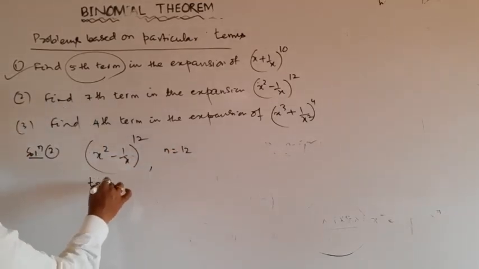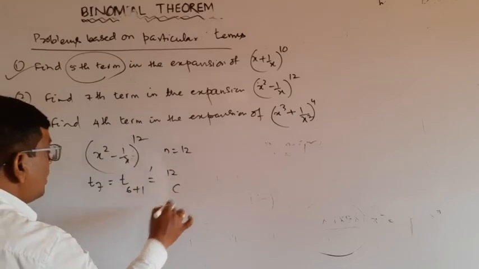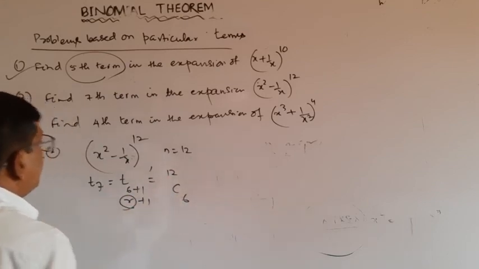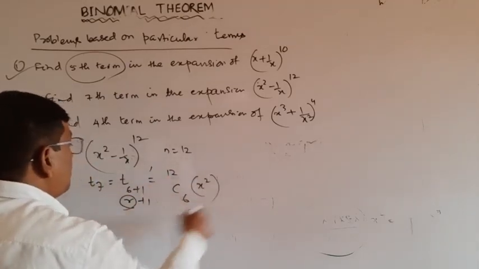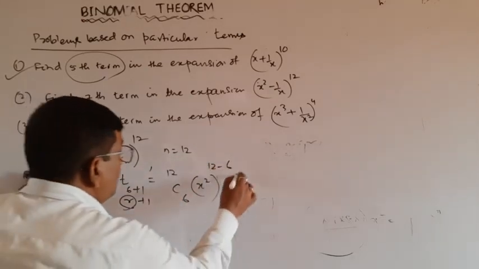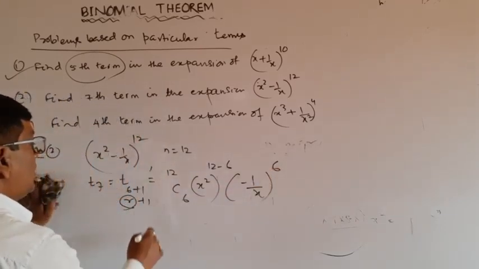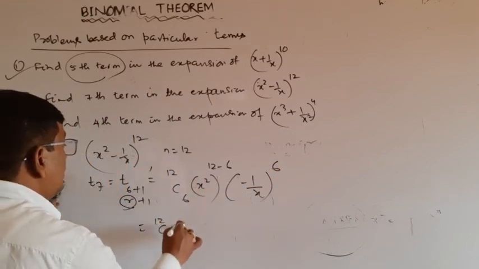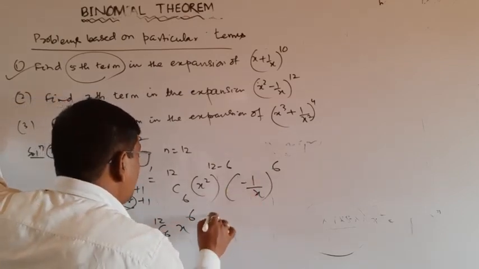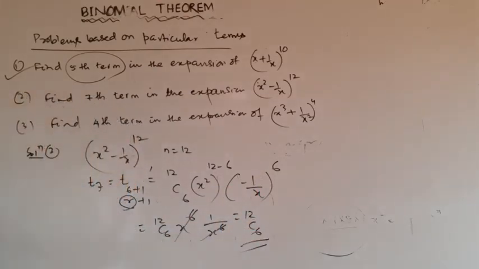T7. T7 means what? T(6 plus 1), that is 12C, r means this is r plus 1, r is equal to 6 here. So 12C6. a means what? x square, whole to the power 12 minus 6, and b means minus 1 by x whole to the power 6. So this is 12C6 x to the power 6, and this is minus 1 to the power 6, means plus 1 by x to the power 6. Calculate this. This is 12C6. Calculate this. Now this is homework for you.